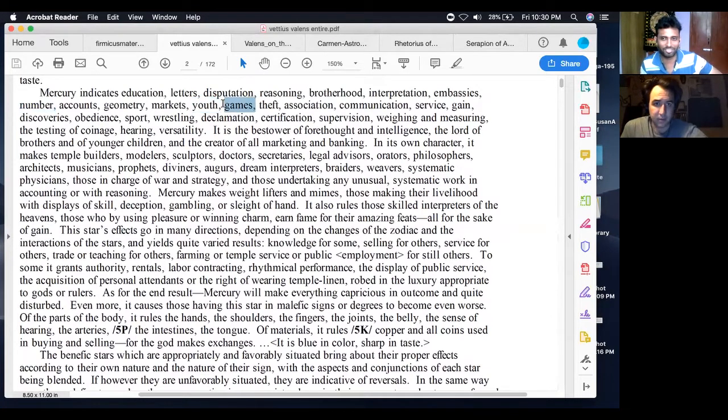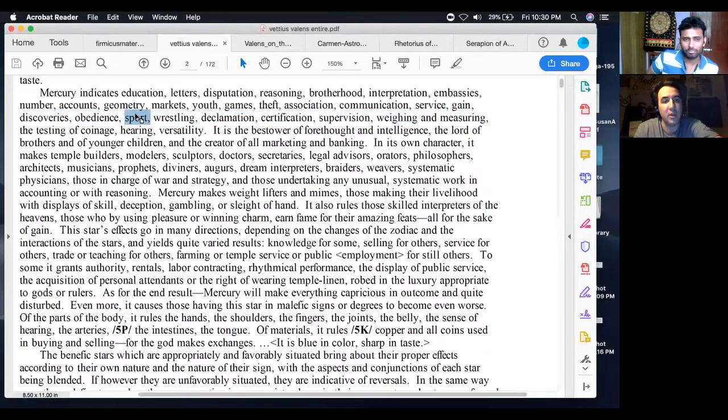Yes, pretty much, and that makes sense from Ptolemy's Ages of Man. Mercury is the second ruler of life after the moon at a very young age. Games, Mercury just kind of screws around. Theft, especially when with Mars. Association, again, this is the communication aspect. And of course, right after we have communication: service, gain, discoveries, obedience, sports, and wrestling.